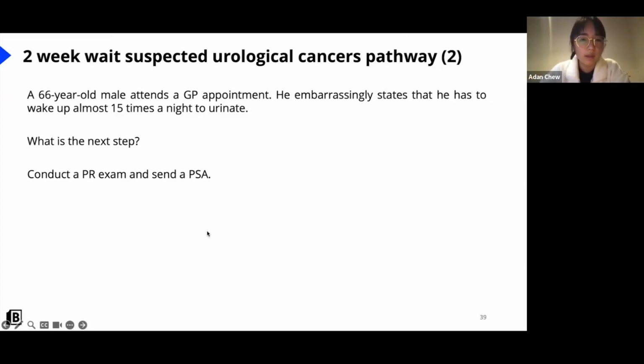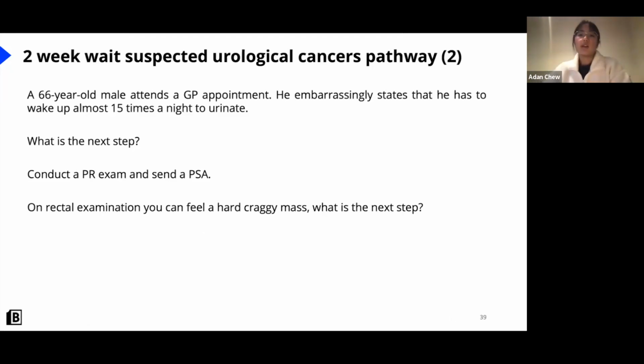So we had a question in the chat asking why rubber manufacturing is a risk factor. I'm not sure what the chemical is called exactly, but I believe that if you work in rubber manufacturing for more than 3 decades or something, you would be exposed to a carcinogen. I can't remember what it's called, but that basically increases your risk of bladder cancers. I'll try and find out after the session what that chemical is called, but we'll move on to the next question, which is: on rectal examination, you can feel a hard craggy mass on this gentleman. What's the next best step?